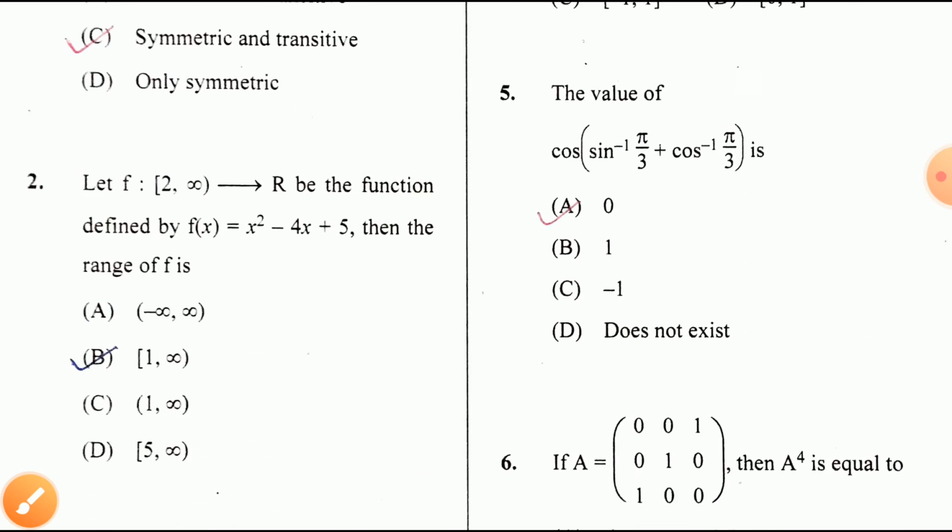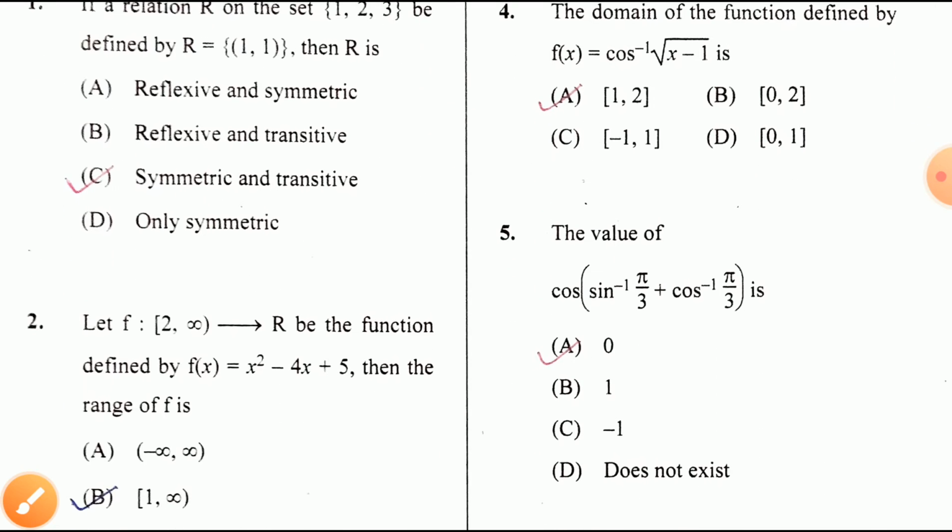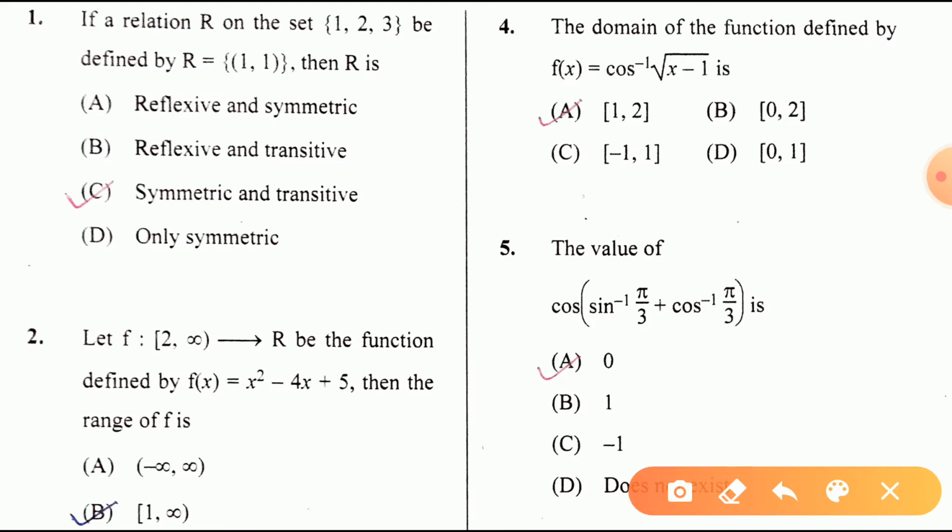Okay. Next, move on to question number 4. The domain of the function defined by f(x) = cos inverse of square root of (x − 1). The domain of this function is the closed interval [1, 2].